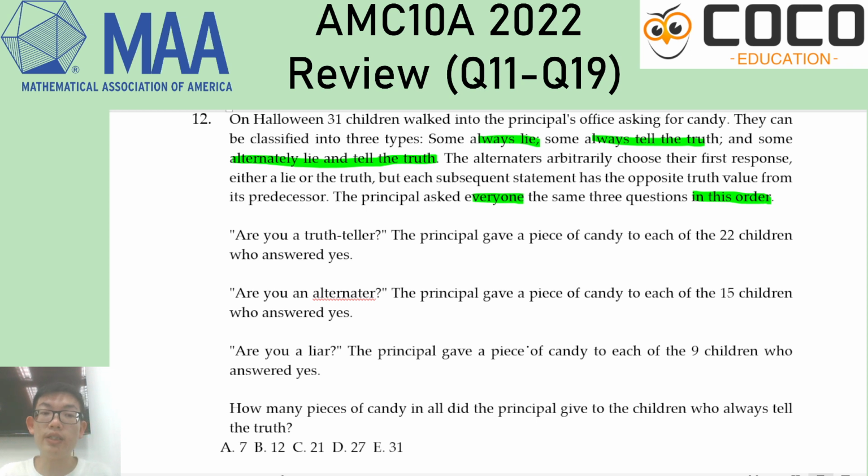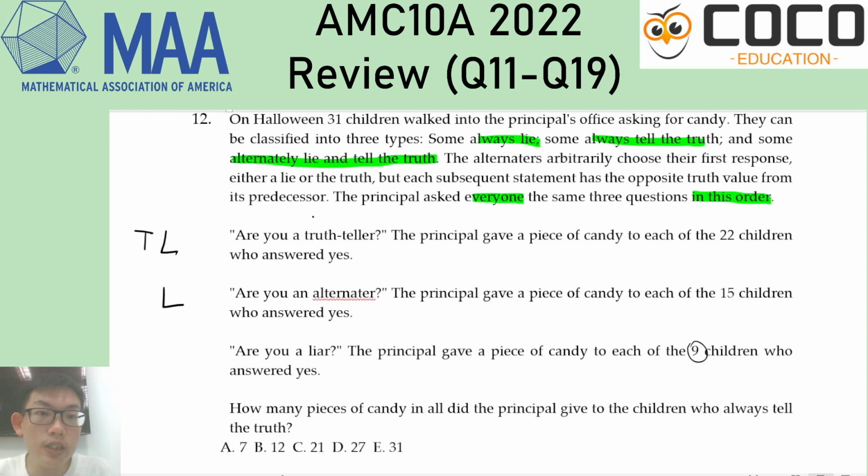Now we can think about it and ask, when will a person answer yes to each of these? The truth tellers are the most straightforward. The truth tellers will only say yes to the first question. The liars will say yes to the first 2 questions. Now the alternators, it depends. But if we look at the bottom, the answer is there are 9 children.